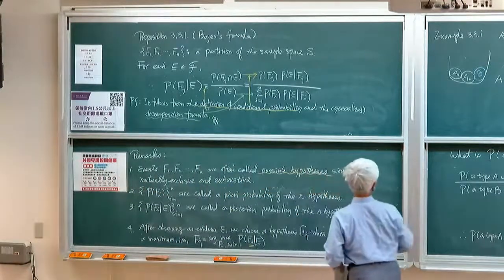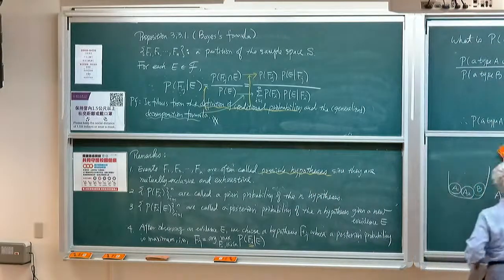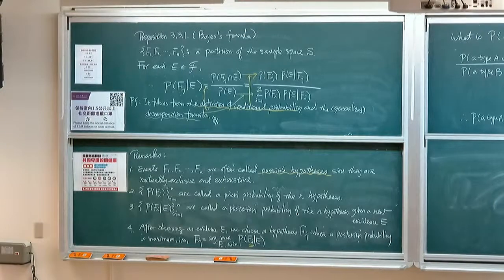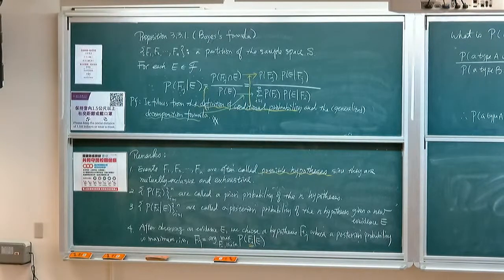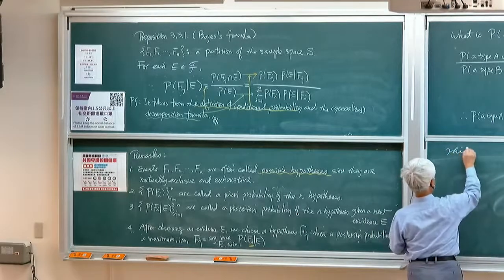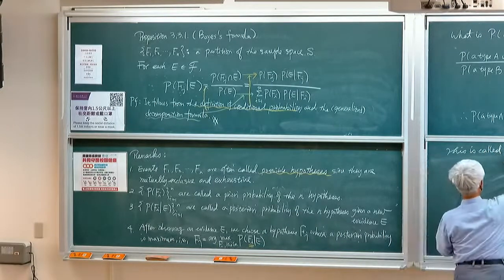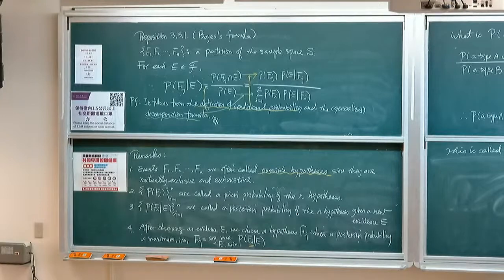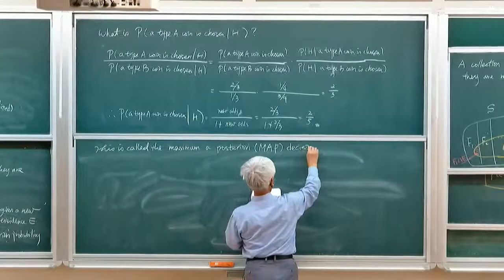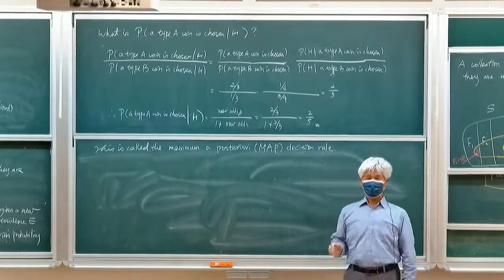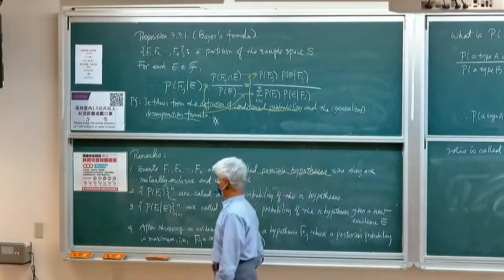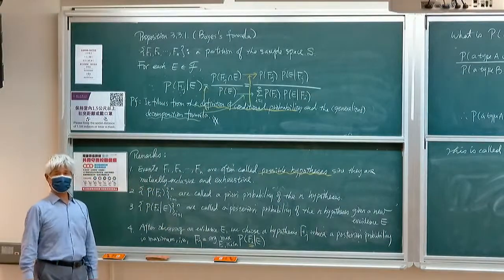and this is called the maximum a posteriori, or MAP, decision rule, because we want to decide which hypothesis is the one we want to choose.